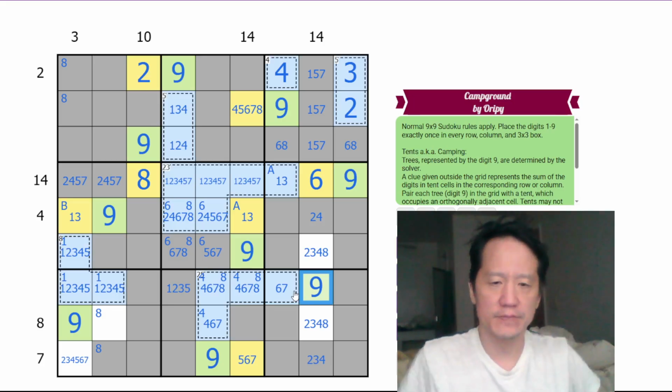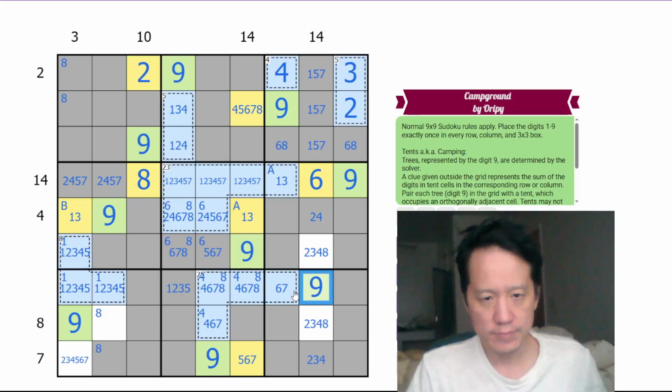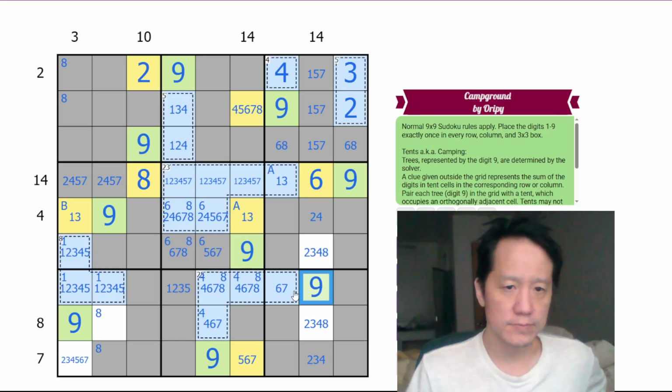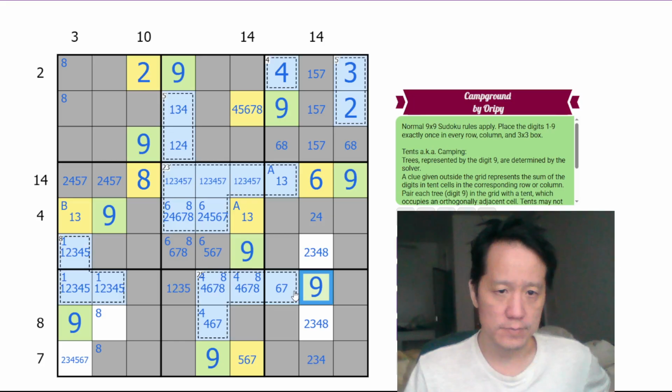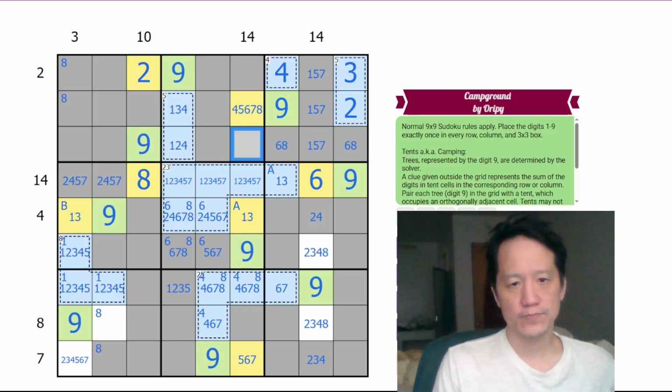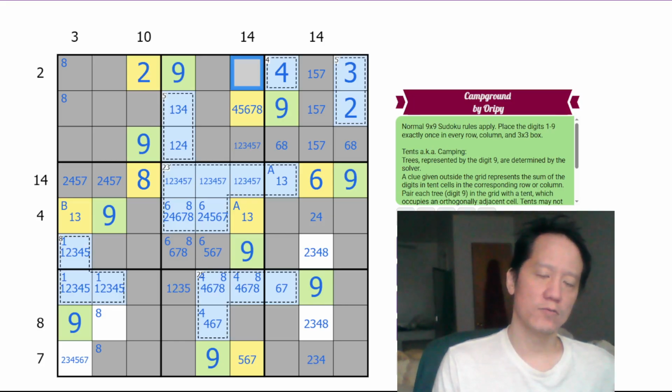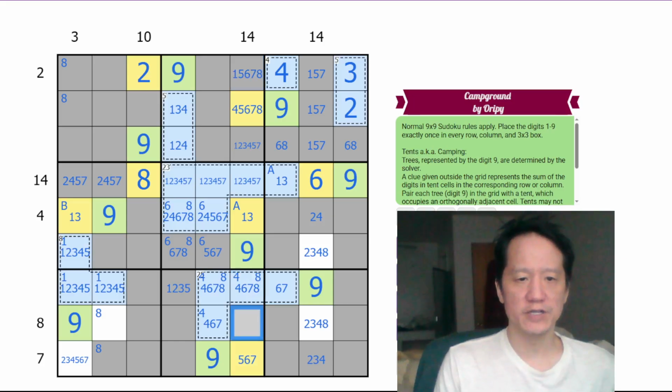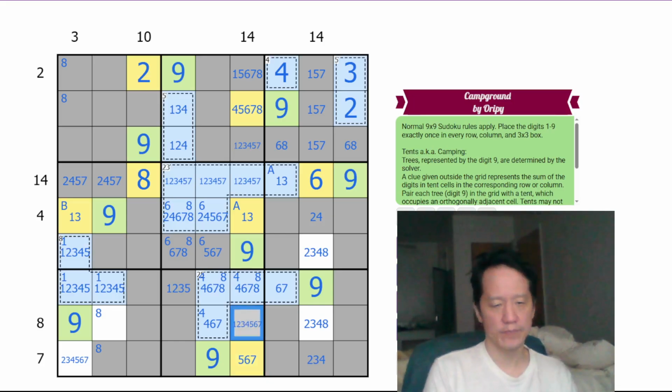Oh, interesting. Okay. Hmm. Okay, what are the remaining digits here? They could be 1 through 5 and 7 here. The remaining digits in this cell are 1, 5, 6, 7, 8, and the remaining digits in this cell are 1 through 7. So it's still pretty broad.